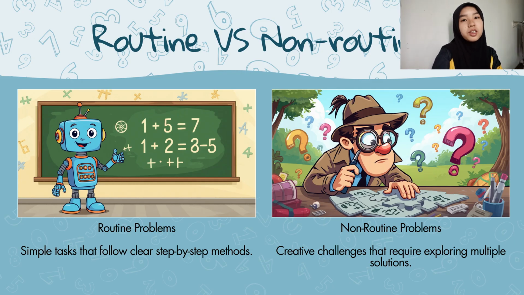Okay, now we'll see the difference between routine and non-routine problems. Routine problems are simple tasks that follow clear step-by-step methods. So as we can see in the image above, to get the number 7, we can add 1 and 5. So it is a step-by-step method that we can use to calculate something or solve problems in calculation.